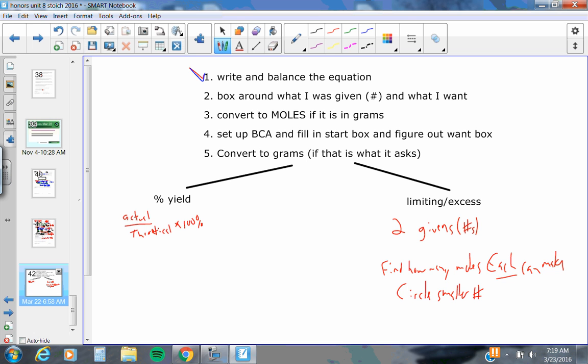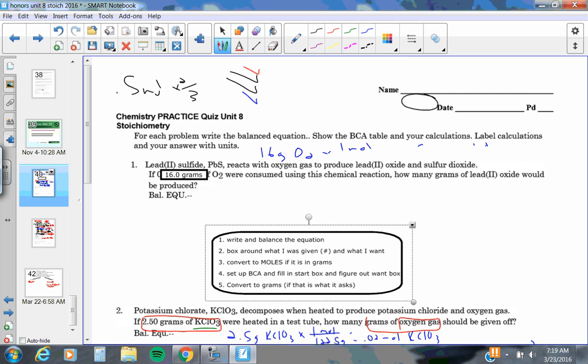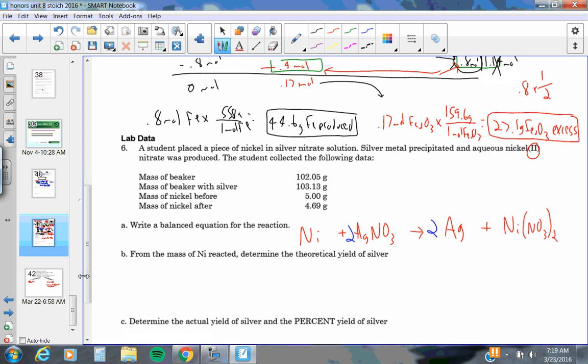Write and balance. So what was I given? And what do I want to know? What are they asking me about? Trying to figure out some of this information. They placed a piece of nickel in silver nitrate. When I start to read the data, I see I have data about nickel. The nickel is what I'm going to start with, the given. The silver nitrate doesn't seem to be mentioned. It's just information needed to balance the equation. And then the silver metal, I have information about silver metal, silver with silver here. And so the silver is going to be what I want to know about.